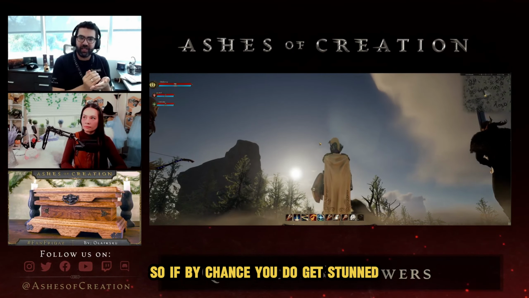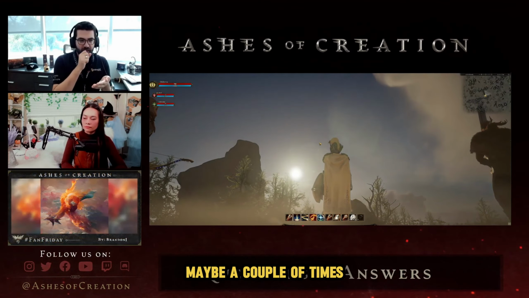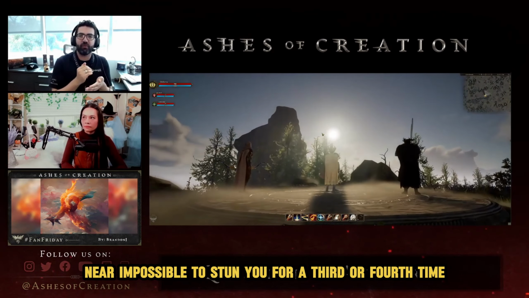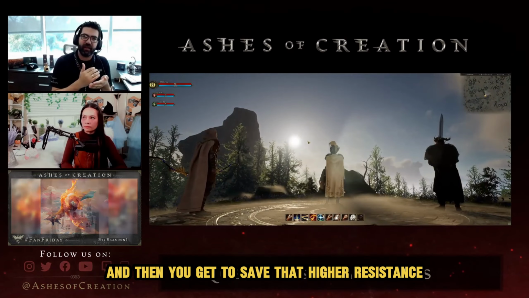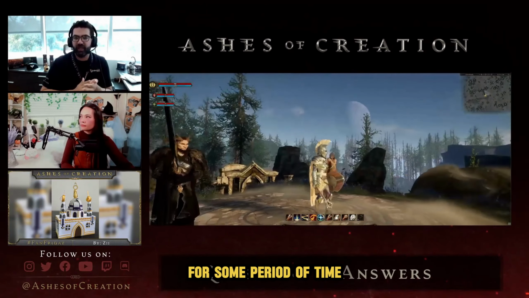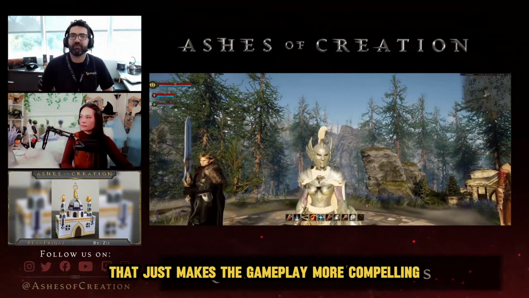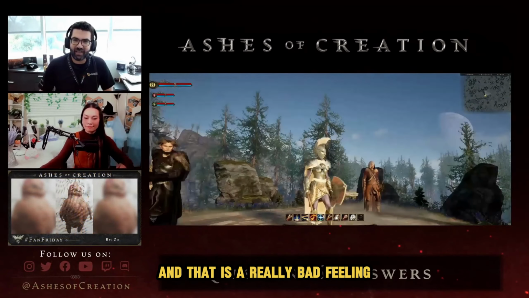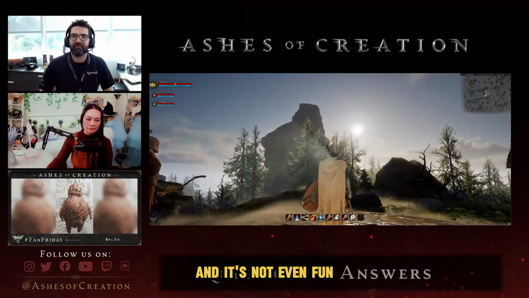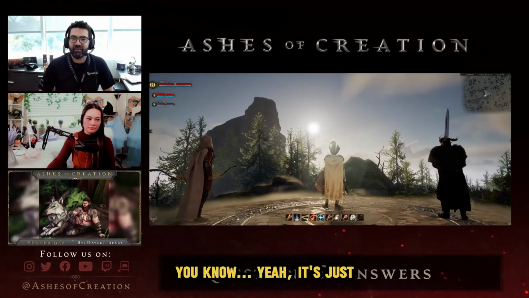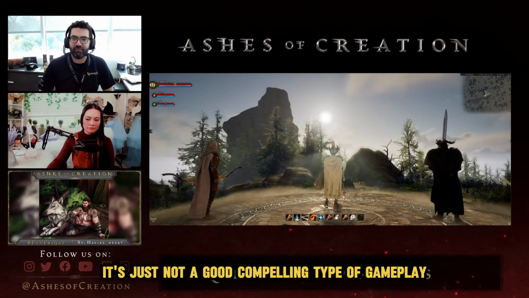So if by chance you do get stunned maybe a couple of times, it would be near impossible to stun you for a third or fourth time, right? And then you get to save that higher resistance for some period of time. And you know, that just makes the gameplay more compelling. We've all played games where you can get stun locked, and that is a really bad feeling. And it's not even fun for the person who's doing the stun lock. It's just not a good, compelling type of gameplay.